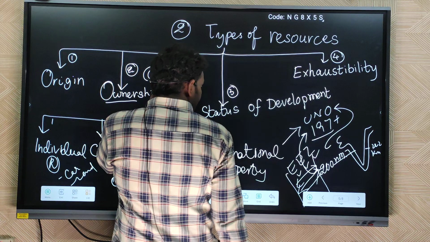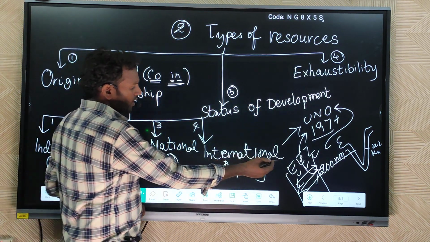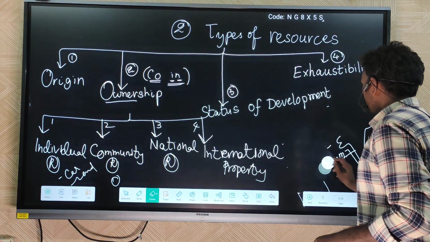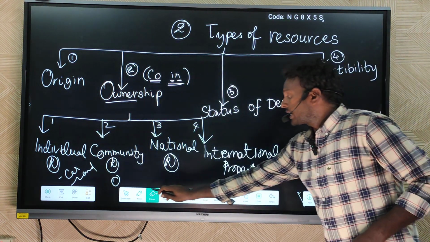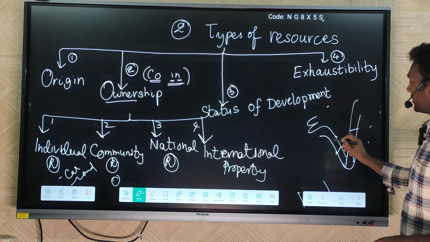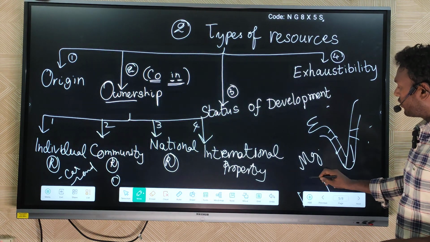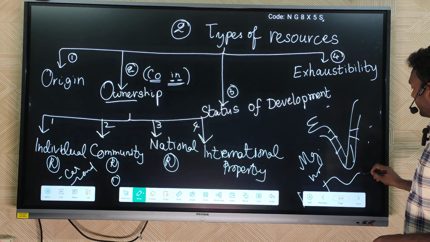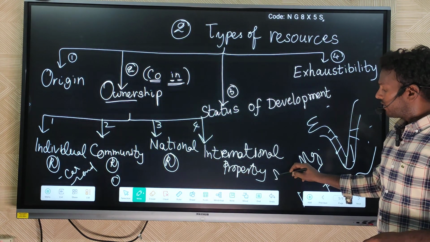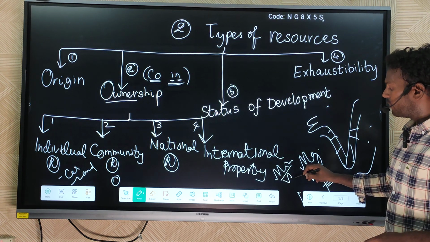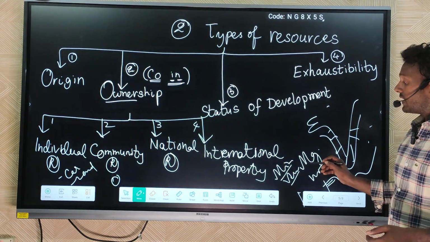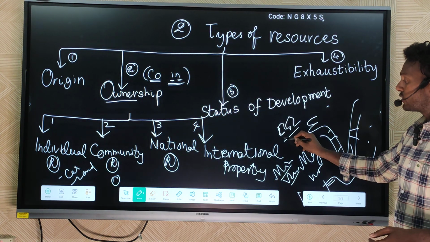But the main point is, I already gave one beautiful example. India has already taken permission to extract manganese nodules from the Indian Ocean. Manganese is a very valuable mineral resource. It is very near to India, but it comes under the EEZ. We already discussed the exclusive economic zone.